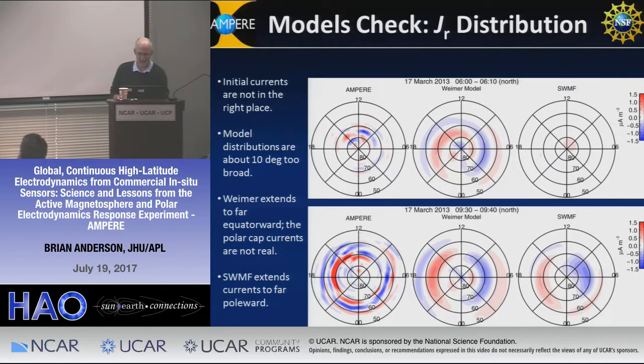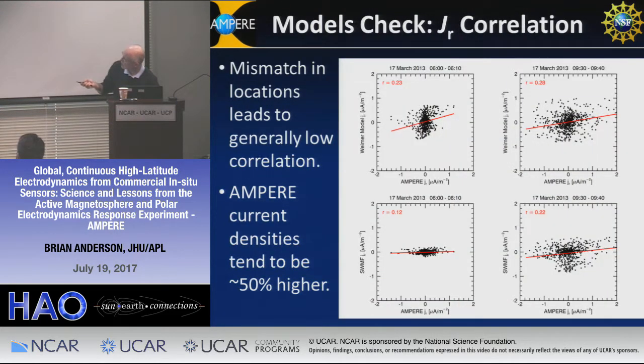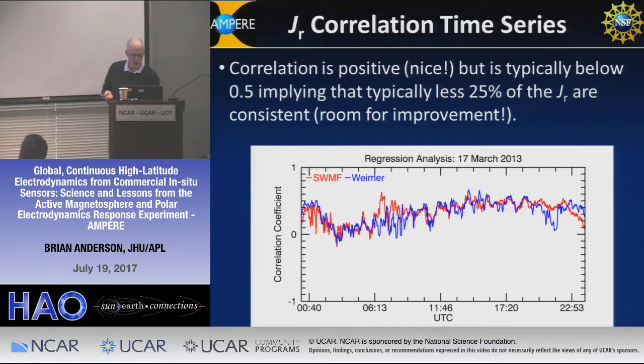Okay, this is storm time. This is the storm time model of Weimer and the space weather modeling framework. Snapshots of the field line currents. That's a time profile of the total current. And then this is a regression coefficient of actually field line current distributions. The correlation coefficients are generally above 0.25. They're positive mostly. That's nice.